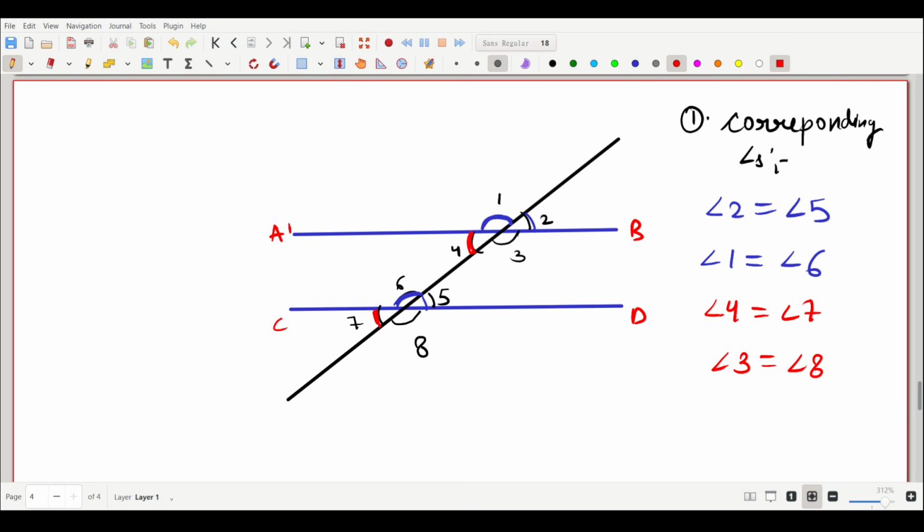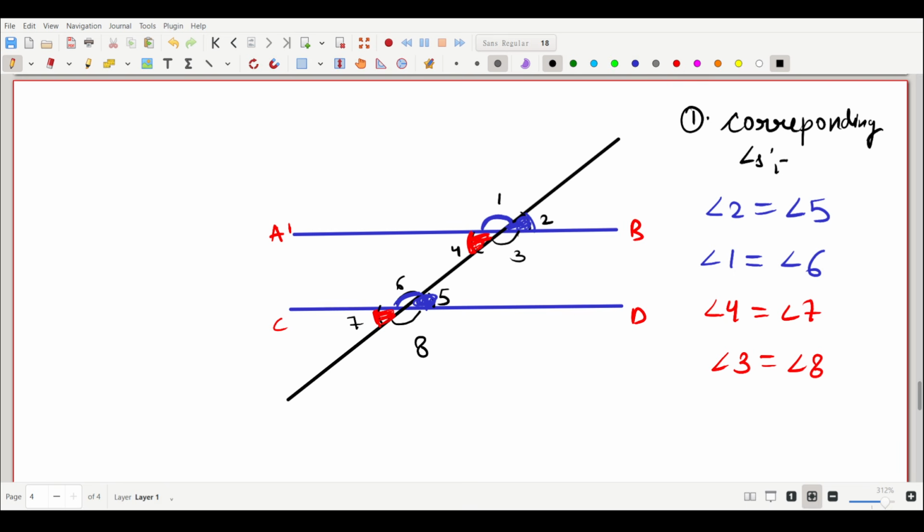First of all, the condition is there should be 2 parallel lines and a third line intersecting them. When the third line intersects, it forms certain angles, and then you know the properties. So the angle on this corner is equal to the angle on that corner. This is how you can imagine it. These angles are equal. This was about the corresponding angles.